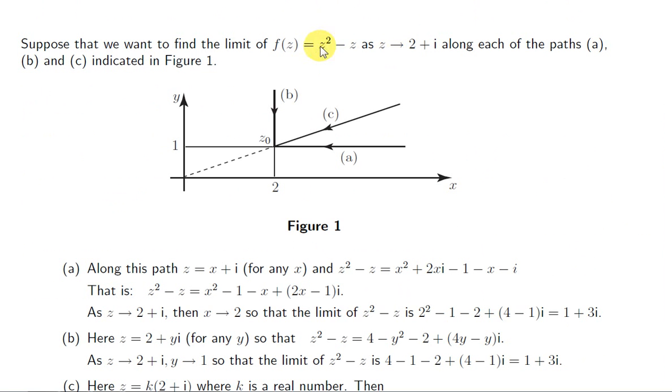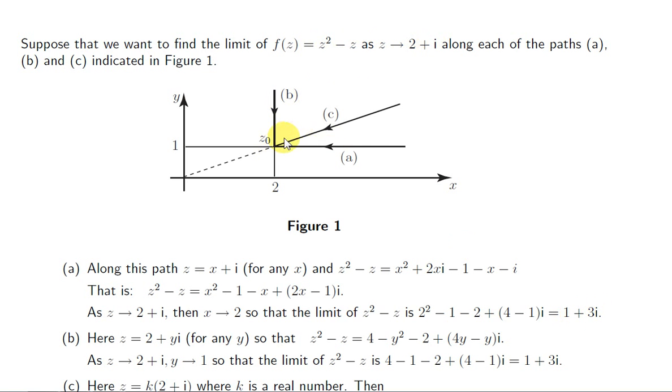Here's another example. We're dealing with the same function again, z squared minus z, but now we're taking the limit of this function as z approaches 2 plus i. So here's the point 2 plus i. This function is actually continuous at all points in the plane, so we could just plug 2 plus i in for z and calculate all of this. And if you do that, you will find that you get 1 plus 3i.